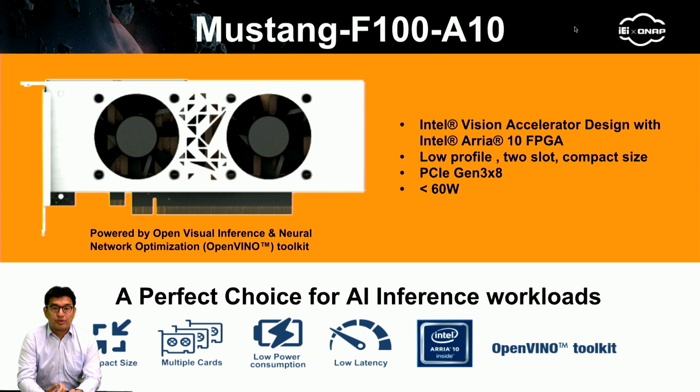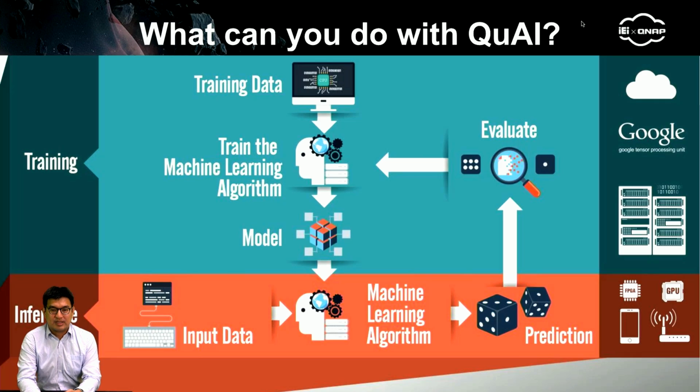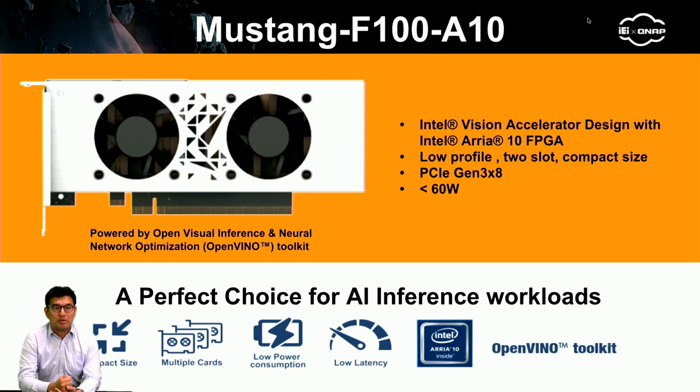Here is our new product, the Mustang F100. It's an FPGA card. FPGA has benefits like low power consumption and low latency, so it's a good choice for inference. And this also supports OpenVINO.